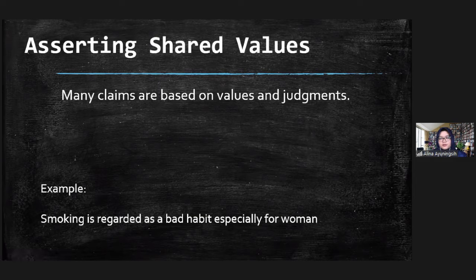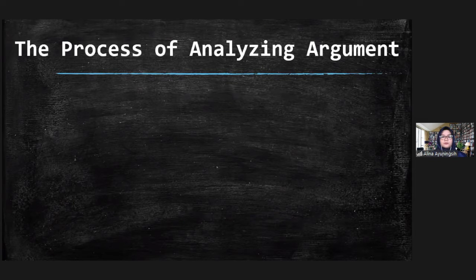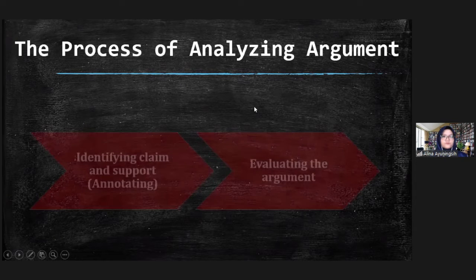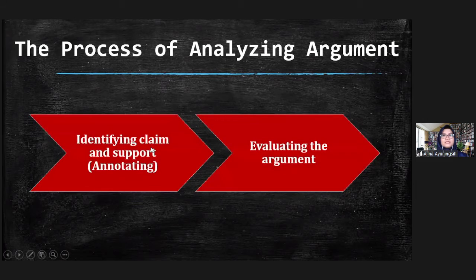And let's just talk about the process in analyzing the argument. We already talked about the backing argument. Now the process in how we can analyze the argument inside the argumentative essay. Of course, when you get the argumentative essay or when you get the article, you need to find the claim. What is the claim or the thesis statement? And then what are the supporting details? You can just write or you can just make the annotation.